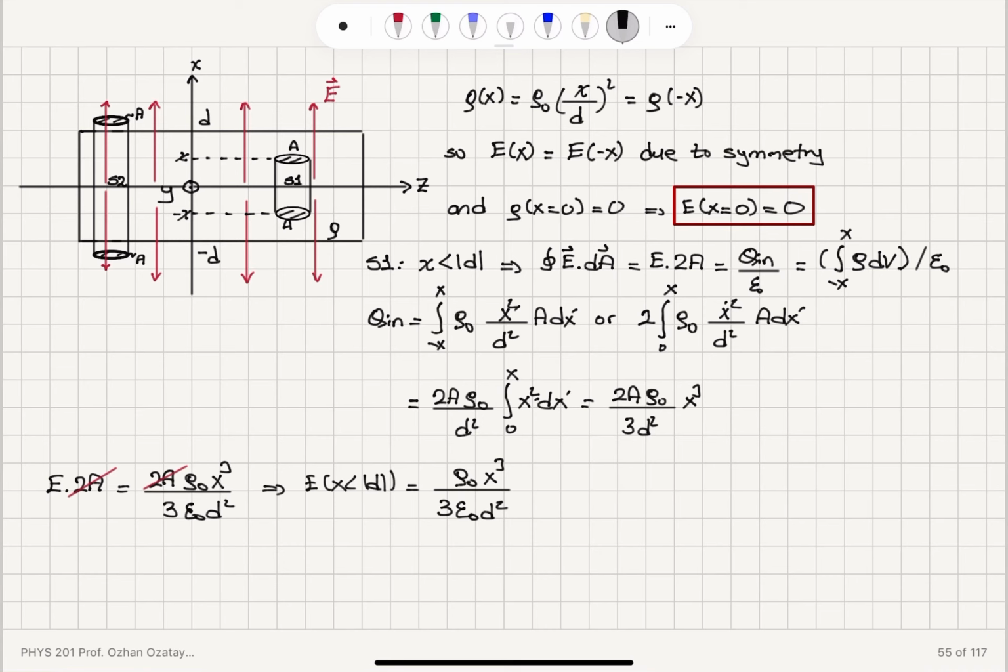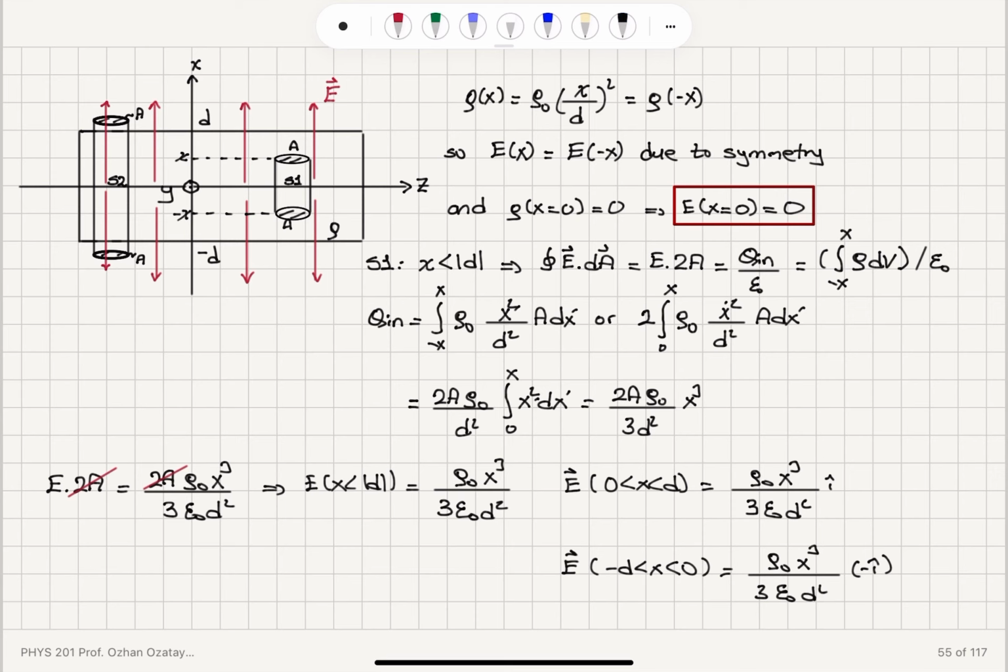All right. Now we're ready to write the electric field vector for the two regions, x greater than 0 and x less than 0. So the electric field for x between 0 and d is going to be rho 0 x cubed divided by 3 epsilon 0 d squared. And what is the direction here? On the positive x-axis, it's in plus i hat direction. And the electric field for x between minus d and 0 will be equal to the same magnitude, rho 0 x cubed divided by 3 epsilon 0 d squared, but this time in minus i hat direction.